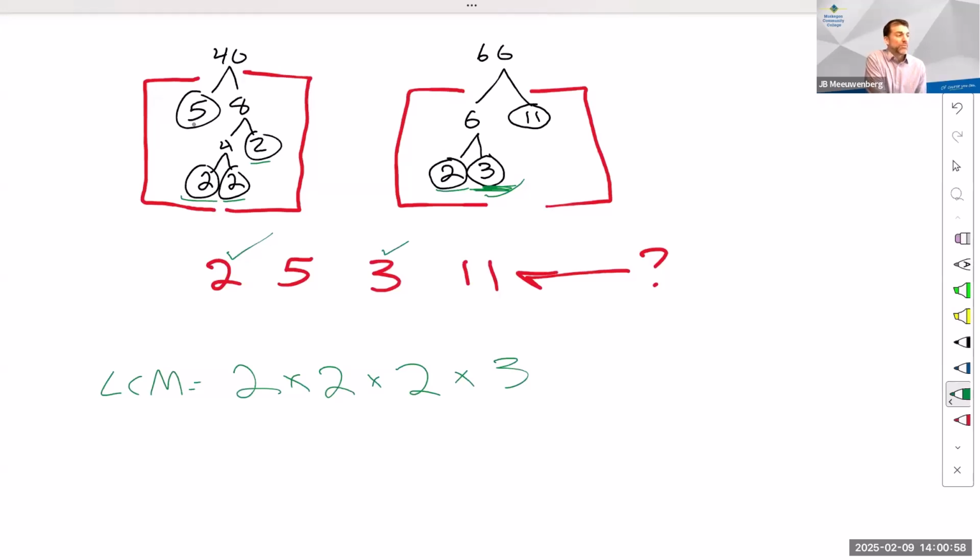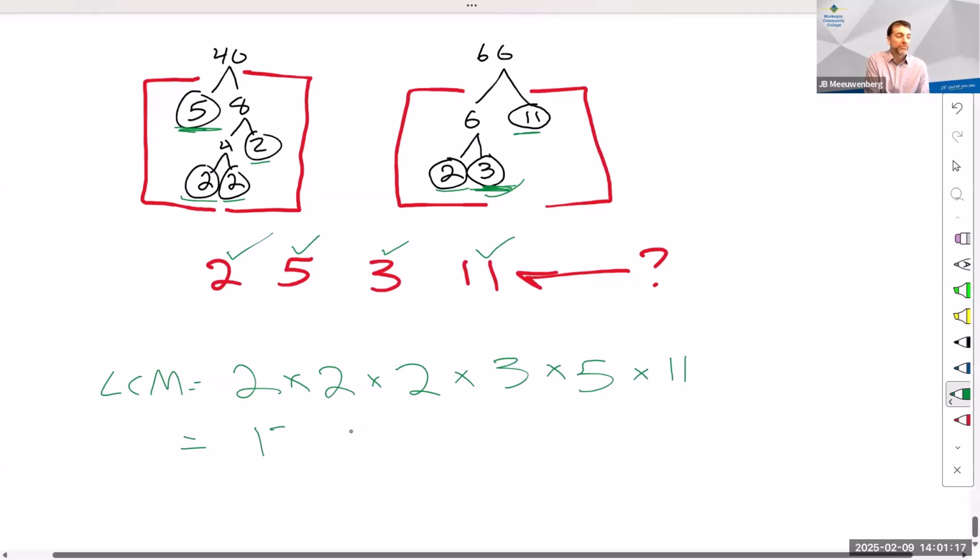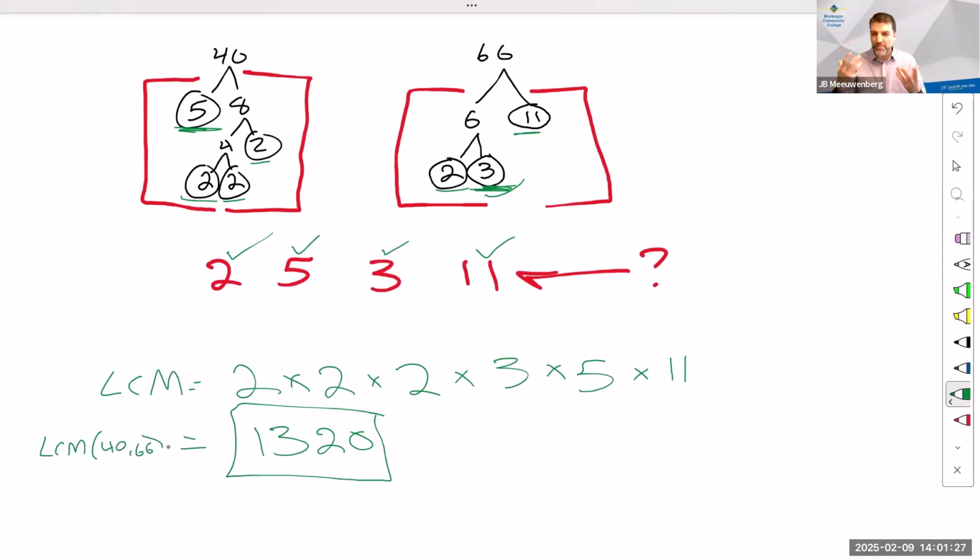Then I go to 5s. Well, again, just like 3s, there's a single 5. So that's the most that it occurs. And there's a single 11. So we need to include an 11 just once. When we multiply all of those numbers together, we get a pretty big number, 1,320. That is going to be the least common multiple of 40 and 66.